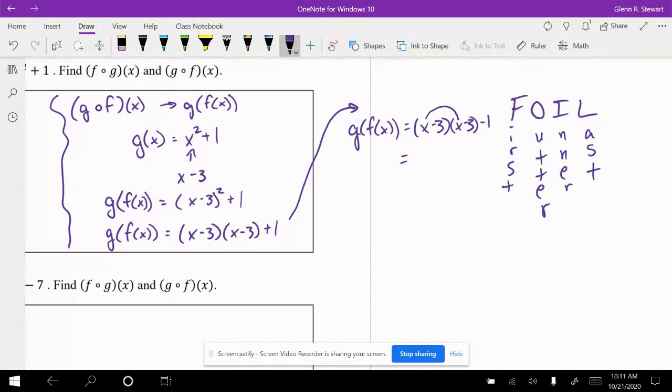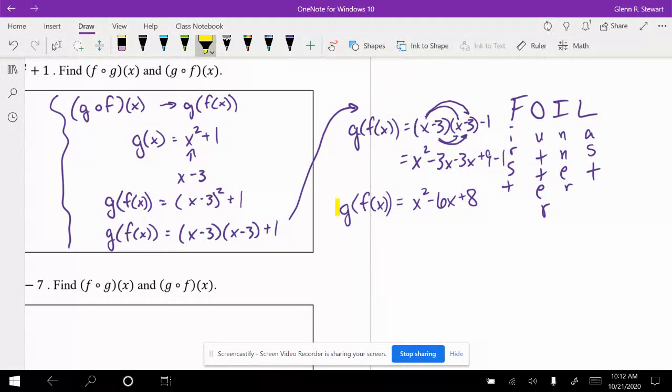So first, the first two we're going to multiply together. We get x squared. The outer, so negative 3x. The inner, so negative 3x again. And the last, negative 3 and negative 3 become positive 9. And then, of course, I've got that plus 1 at the end. So when we simplify this, g of f of x will now become x squared minus 6x plus 10. And we can't simplify the x squared with the x because they have two different exponents. So we are finished.